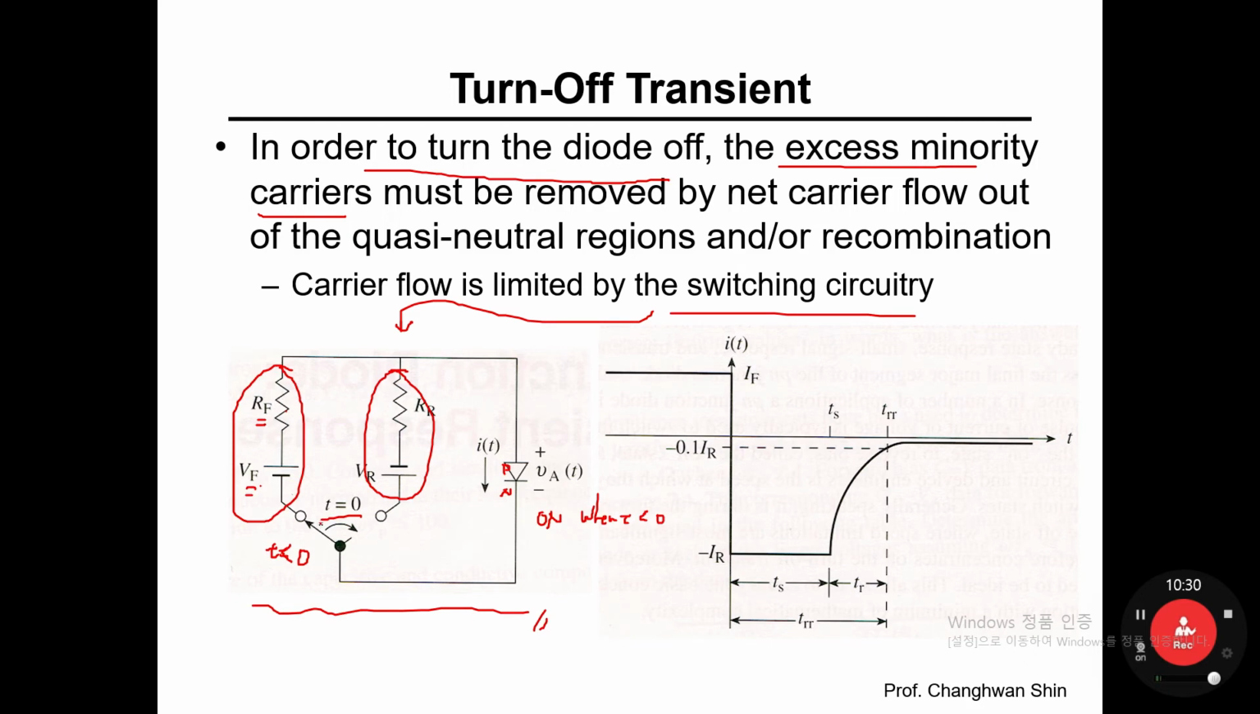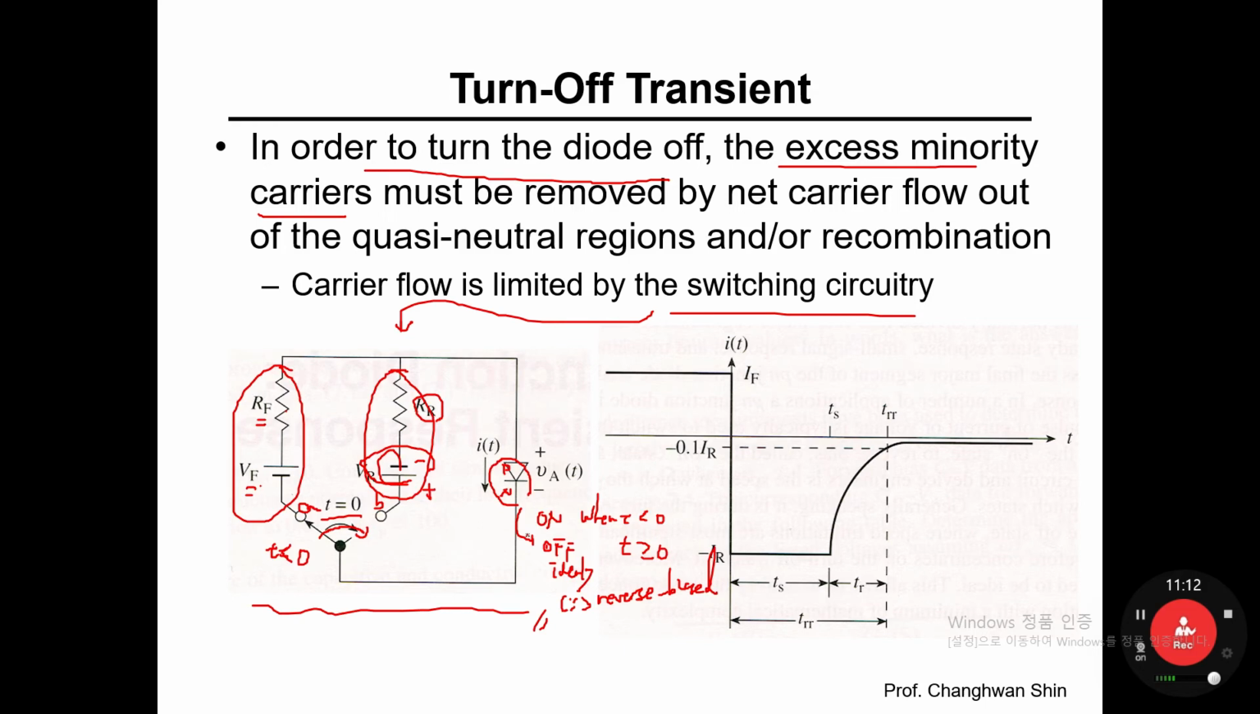However, at time 0, the switch is moved from node A to node B, so that VR and RR are connected to the PN diode. But take a look at the polarity of this battery power supply, plus minus, so this PN junction diode is now reverse biased for t greater than or equal to 0. So at t greater than or equal to 0, the PN diode should be off, ideally, because it is reverse biased.